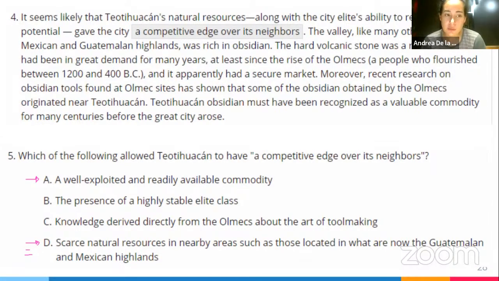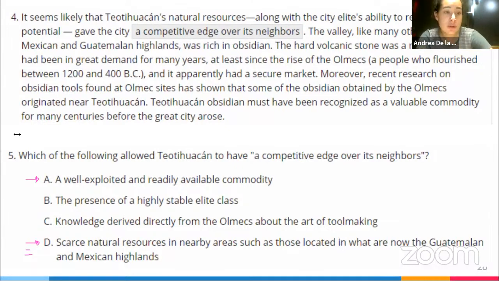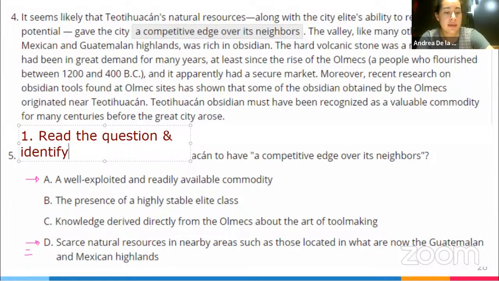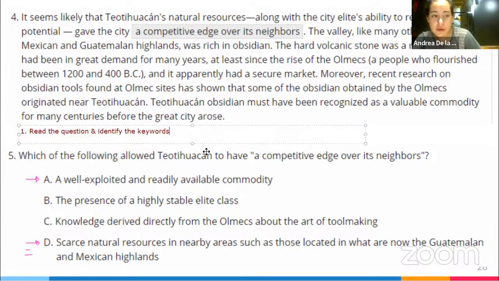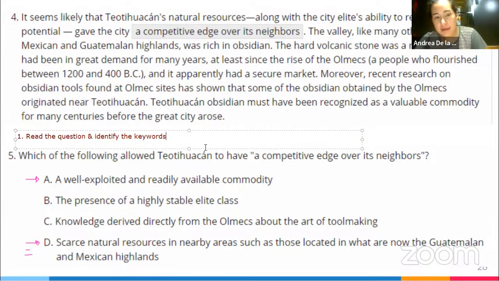Now, the things that you have to do. The first step is to read the question, obviously, but please, when you read the question, do not read the options. Read the question and identify the keywords. Please don't read the options. Why? Because when you read the options, your brain tends to already choose one, even if you haven't read the paragraph yet. It's just the way our brain works.